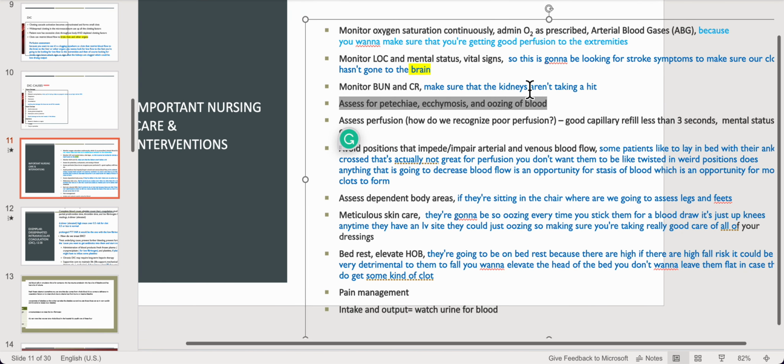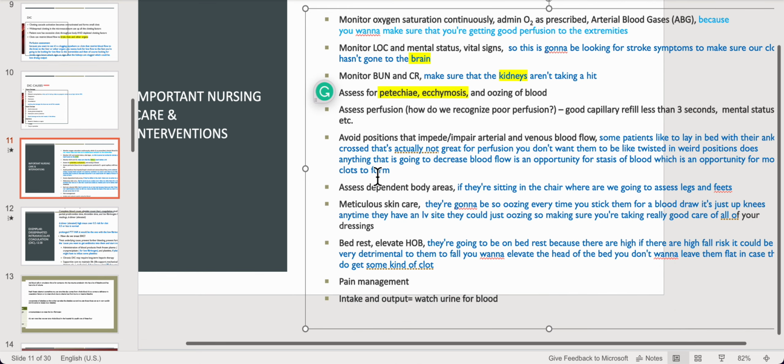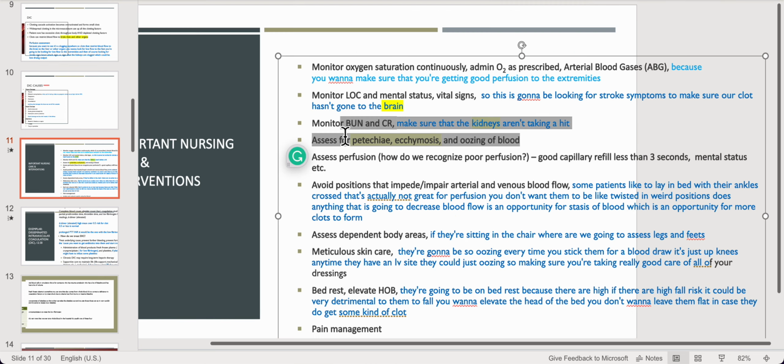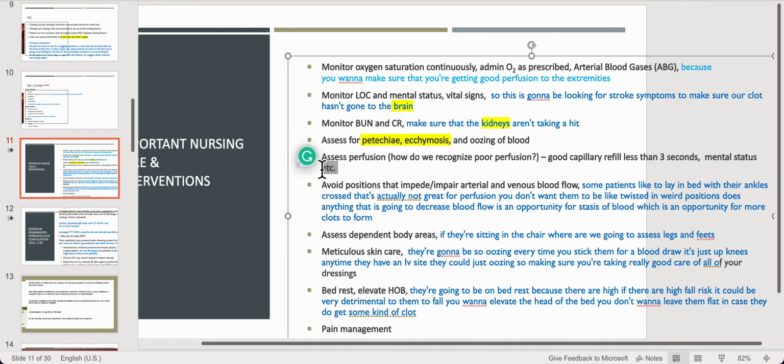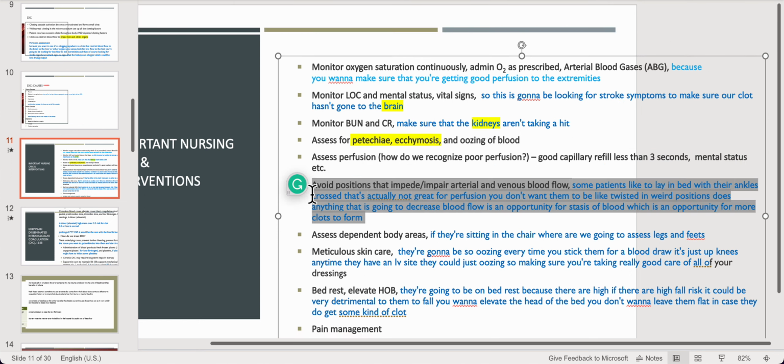Assess for petechiae, ecchymosis, and oozing of blood. Assess perfusion. How do we recognize poor perfusion? Good capillary refill is less than 3 seconds, mental status, etc.